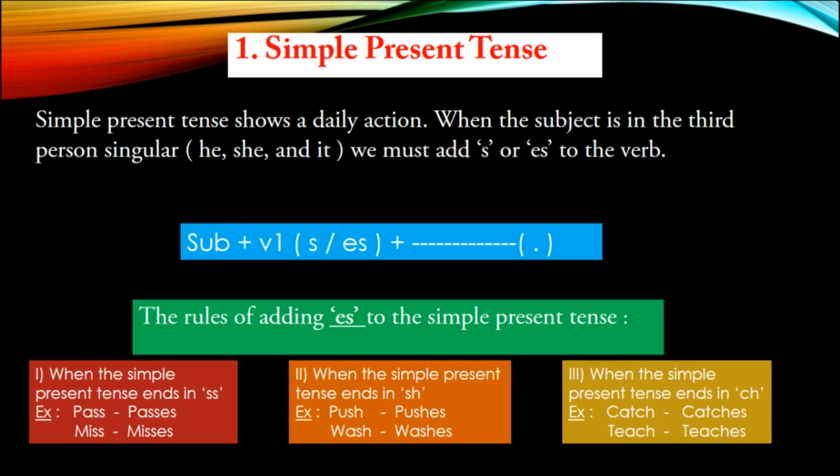Simple present tense. Simple present tense shows a daily action. When the subject is in the third person singular, I think you know what the third person singulars are: he, she, and it. These three are third person singulars. We must add s or es to the verb.